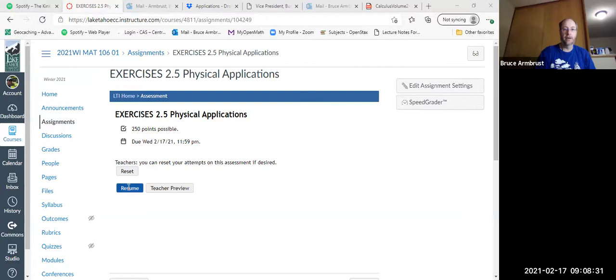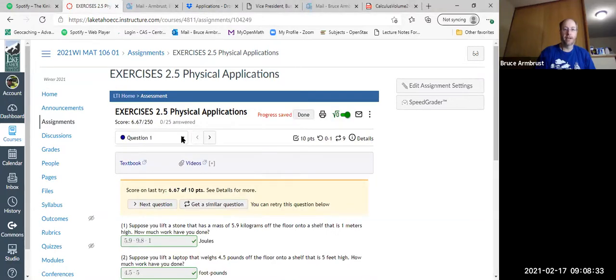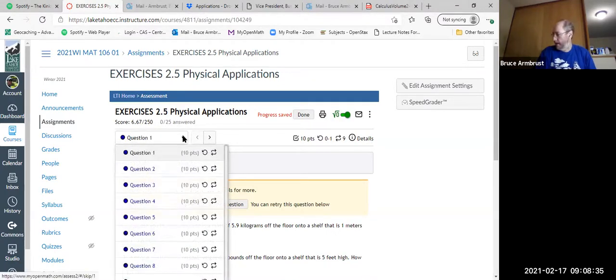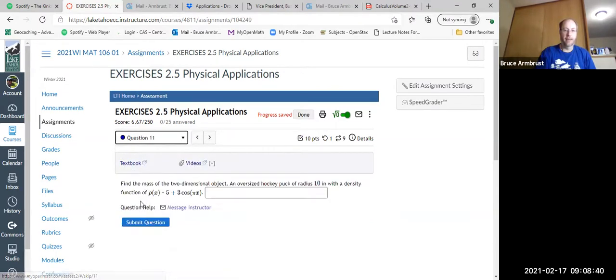All right, so hopefully you can all see my screen here, physical applications. So let's jump down first for the 9 through 12. I will randomly pick 11.